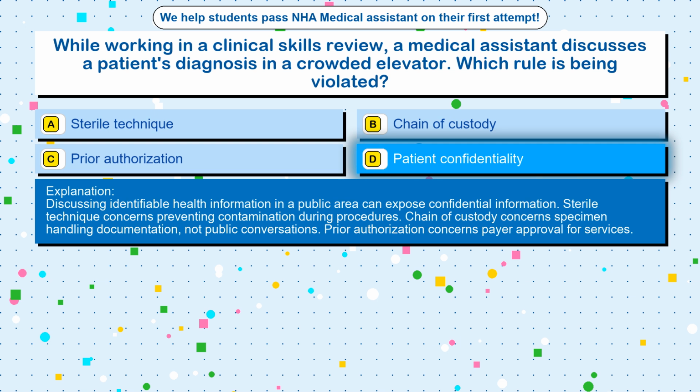Discussing identifiable health information in a public area can expose confidential information. Sterile technique concerns preventing contamination during procedures. Chain of custody concerns specimen handling documentation, not public conversations. Prior authorization concerns payer approval for services.